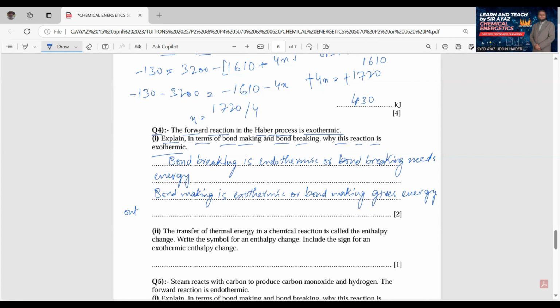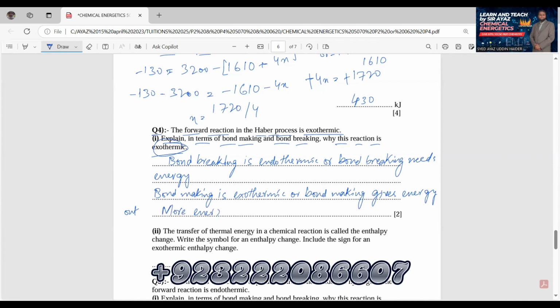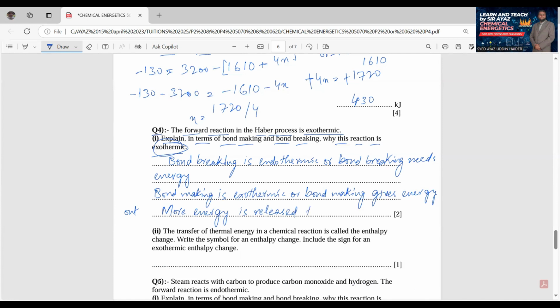The last statement must be associated with this exothermic. So you will write what? More energy is released than absorbed. You can even write the reverse statement, less energy is absorbed than released. So I'm writing only one statement. More energy is released than absorbed.